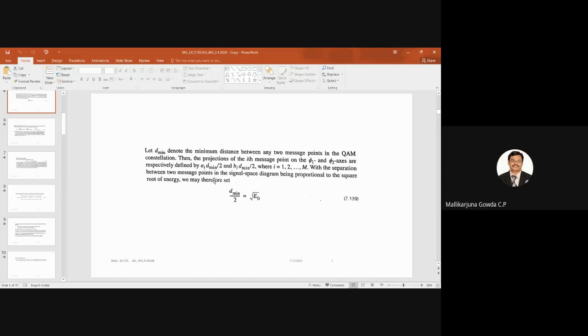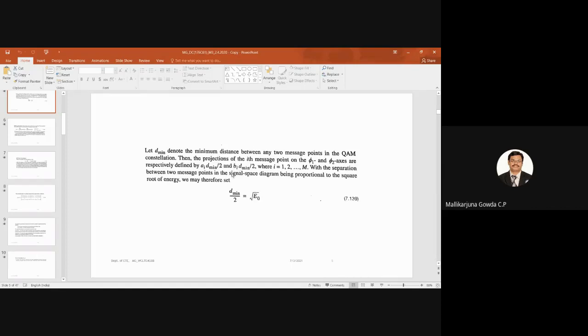So the projections of the ith message point on this phi 1 phi 2 axis, because it's a two-dimensional signal, I said will be defined as what? a_i times d_min/2 and b_i times d_min/2. I think you will understand this when I say what is the expression for a QAM modulated signal. So a_i and b_i are the amplitudes. a_i is the amplitude of the in-phase component, b_i is the amplitude of the quadrature-phase component.